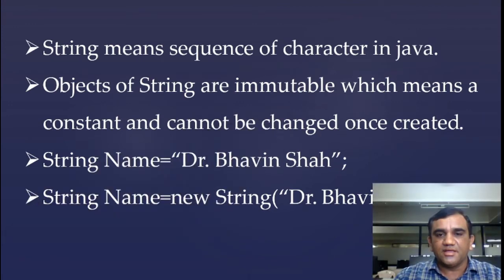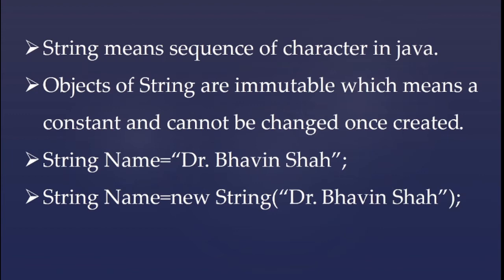The objects of the strings are immutable, which means a constant and cannot be changed once it is created. String can be initialized like string name equal to Dr. Bhavin Shah. We have one more method to create a string, that is new string, and then the content of the string. We have some other methods also. What we require to do is refer to the Java documentation of the string class. From that documentation we will find various constructors and various methods of the string class.